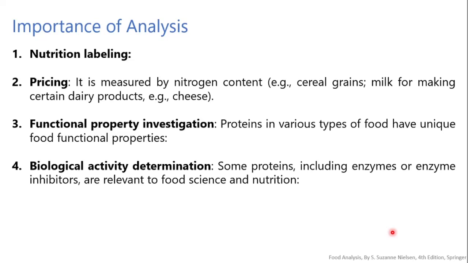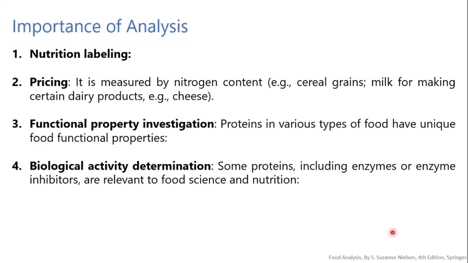Then next one is the pricing. So the cost of certain commodities is based on the protein content as measured by the nitrogen content. For example, if you consider cereal grains, or milk for making certain dairy products, for example cheese. For that purpose, depending upon the particular composition, the pricing of the particular food product is decided.